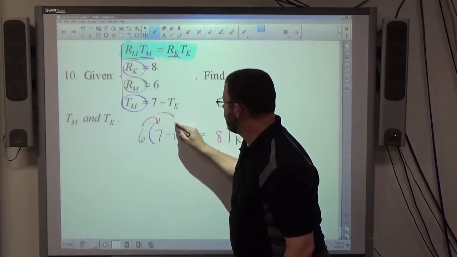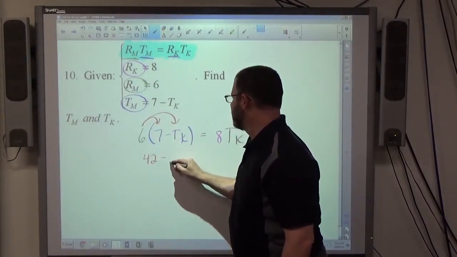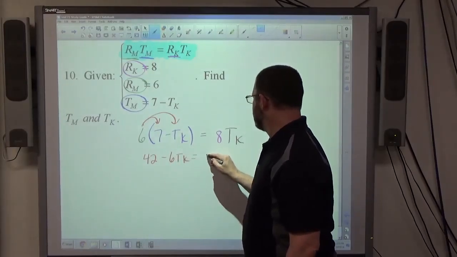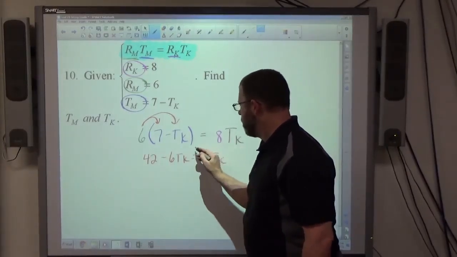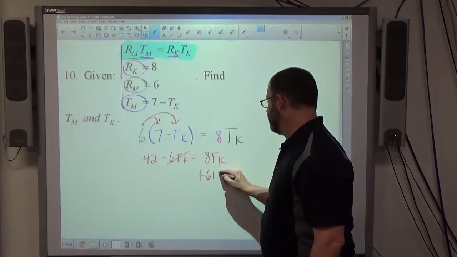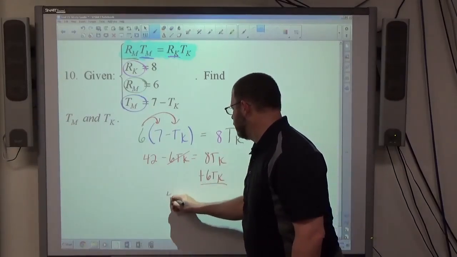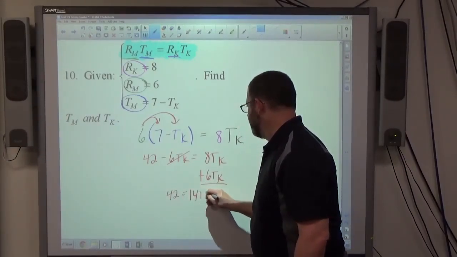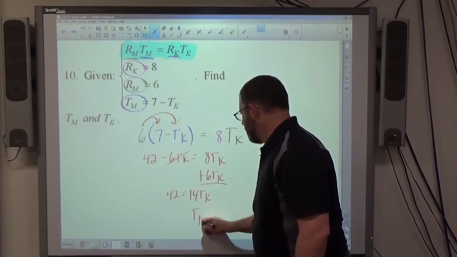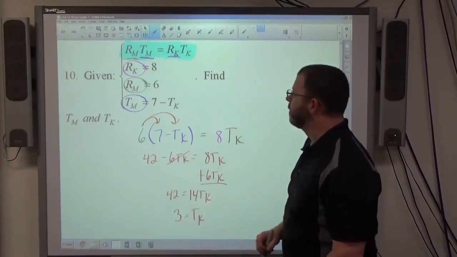Distributive property first. I'm going to get 42 minus 6t sub k equals 8t sub k. Move this over, becomes positive. That gets me 42 is equal to 14t sub k. We divide by 14, t sub k is equal to 3.